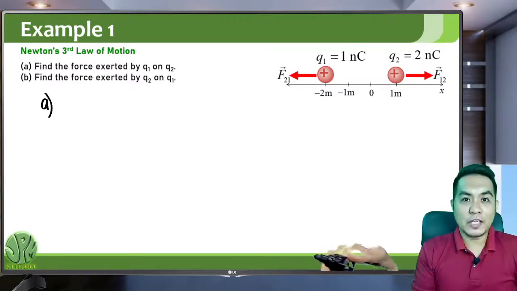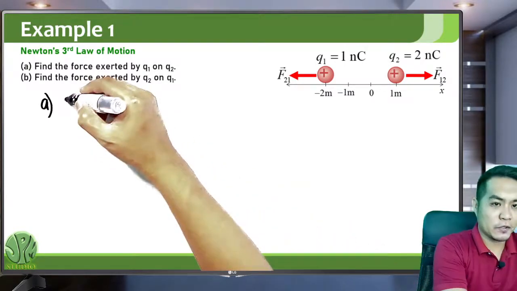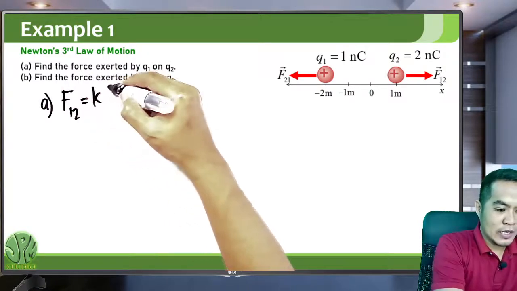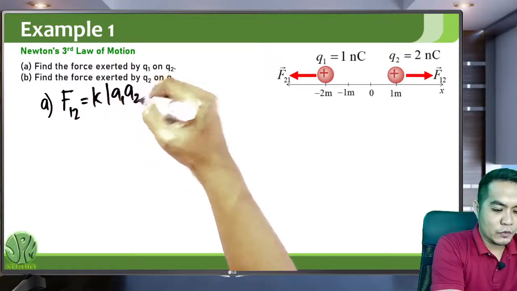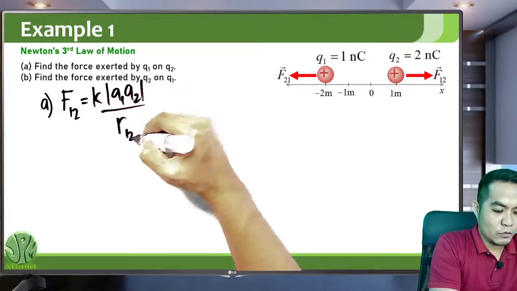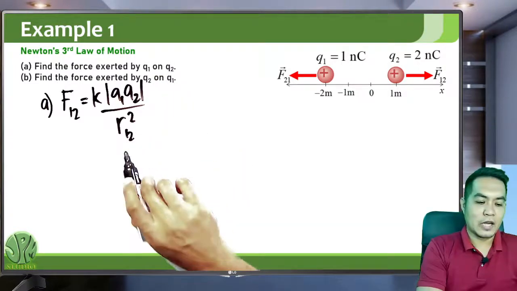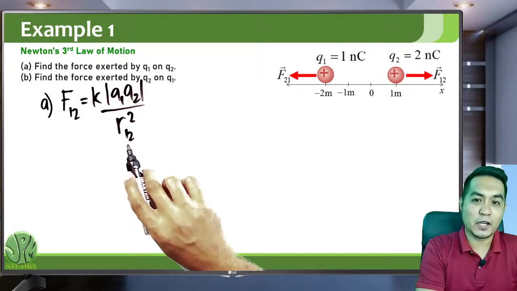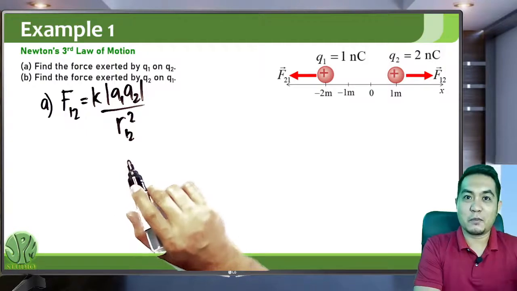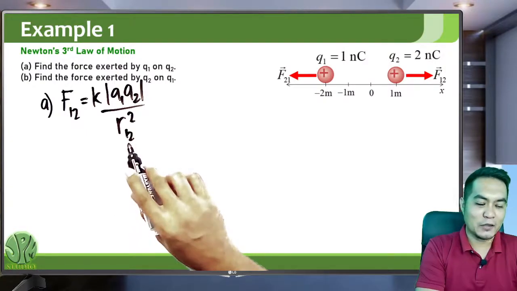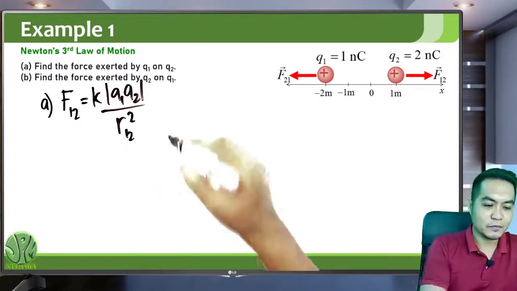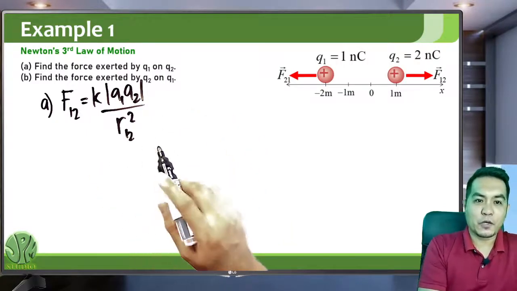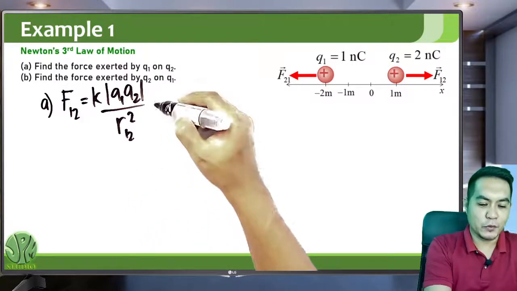So we only need to find the magnitude of the force. F12 magnitude is just k times the absolute value of Q1 Q2 over R12 squared. I place a subscript R12 to signify that this is the distance between Q1 and Q2, because in the future there will be more charges, so you will need a subscript in your distances. This is the magnitude of the force exerted by Q1 on Q2.